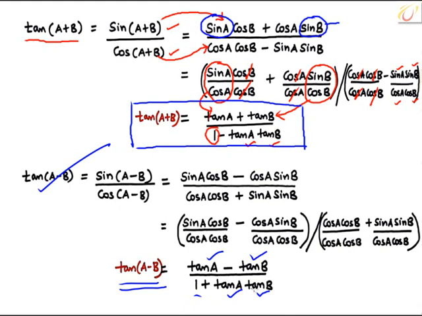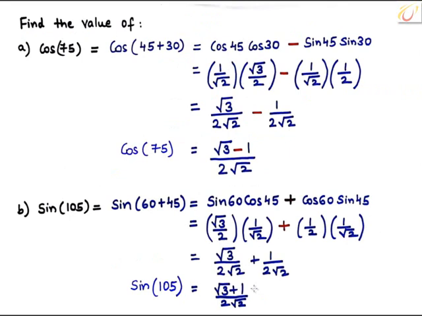Now let us move ahead. Please have a look at this sum. We want to find the value of cos 75. So, which formula will we use here? Obviously, we can use the formula cos(A+B). So, 75 can be written as 45 plus 30. So, cos(45+30) will become cos 45 cos 30 minus sin 45 sin 30.